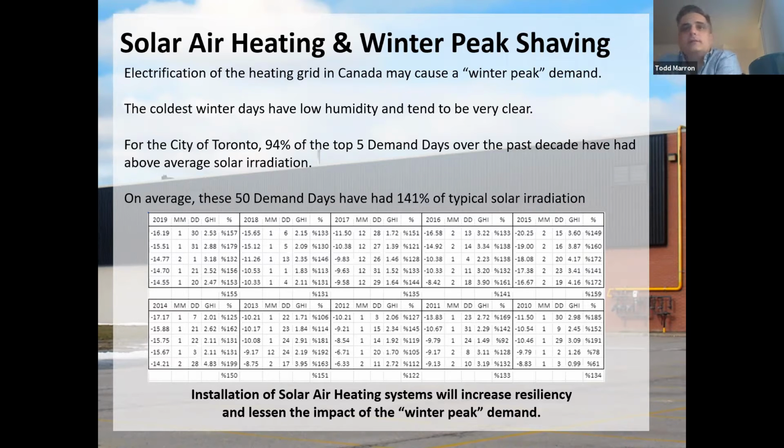Of those 50 days, 47 of them had above average solar radiation. So only 3 were below average. And the average above average solar radiation for those periods was 141% of typical. So there is a very real correlation between the solar production on a very, very cold day and the performance of a solar air heating system. Now the question is, why does this matter?